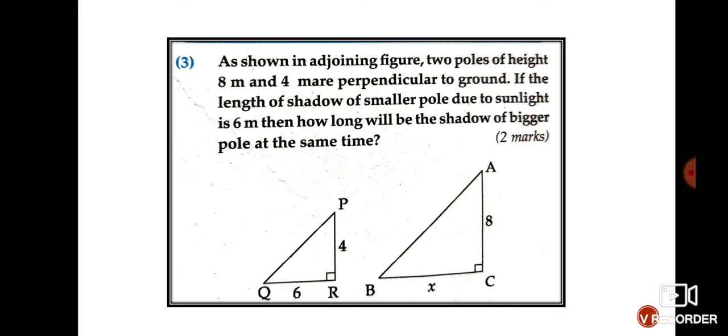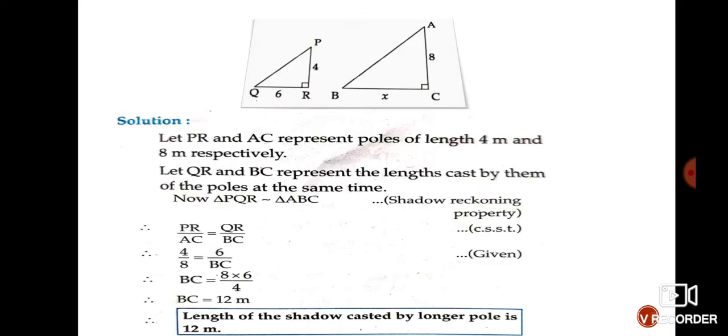Now if you look at this, you can see that PR and AC are the corresponding sides. QR and BC are the corresponding sides. If these corresponding sides are in proportion, we can substitute the values and get the value of x. But for these corresponding sides to be in proportion, we have to prove that the triangles are similar. So first we will have to prove that the triangles are similar.